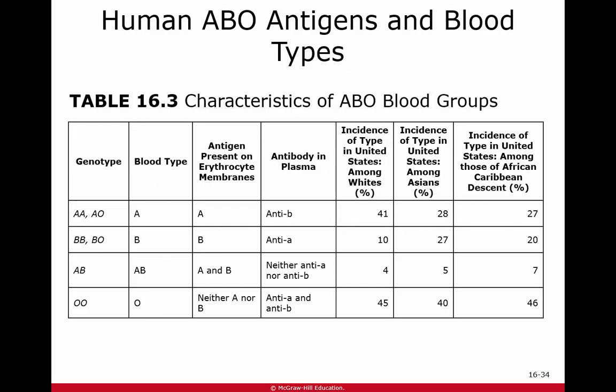This is a chart that shows the genotypes and the antigen that's present, the antibody, what percentage in the United States among white people have this type blood, what percentage among Asians in the United States have this type, and what percentage among African Caribbean descent have this blood type in the United States. So looking at that, you can see that type O is the most dominant, whereas type AB is the least common.